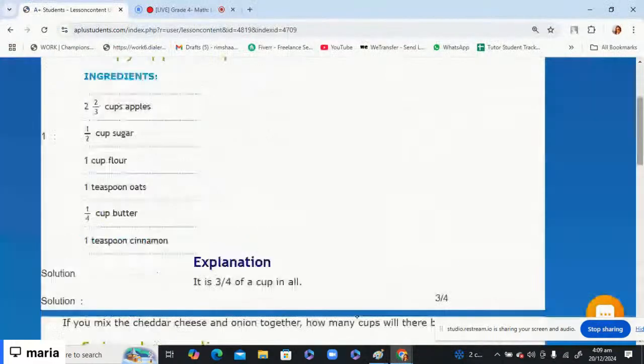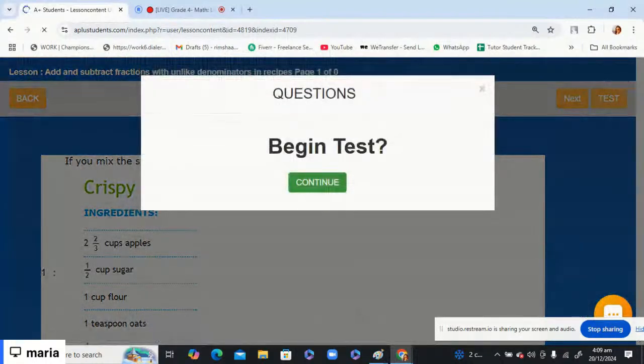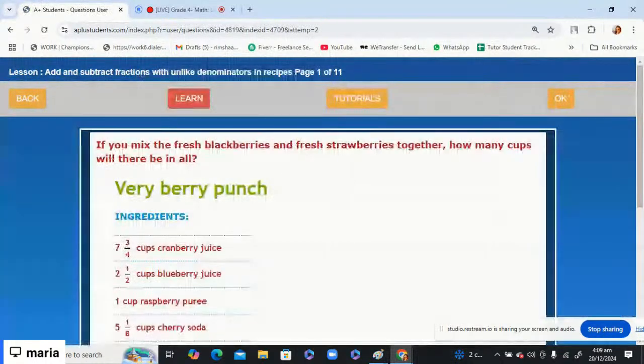Hope you guys understand this lesson. Let's do the test questions, then we move forward. If you mix the fresh blackberries and the fresh strawberries together, how many cups will there be in all?